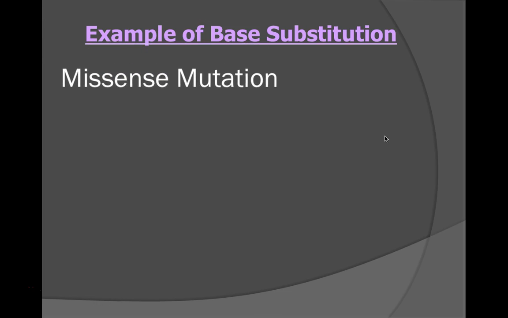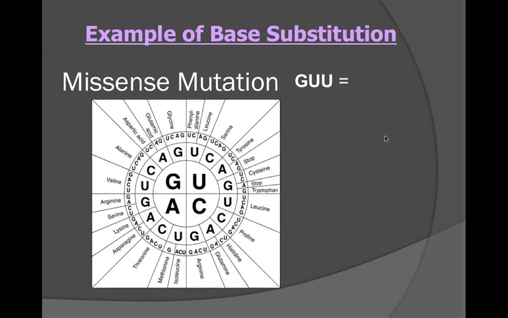Moving on to a missense mutation, which is very similar to the silent mutation, except you don't get so lucky and you are coding, unfortunately, for an amino acid that's not supposed to be made. So let's take the GUU again, which is valine, and let's just say that the second U codes for an A instead. GAU does not code for valine, it codes for aspartic acid.